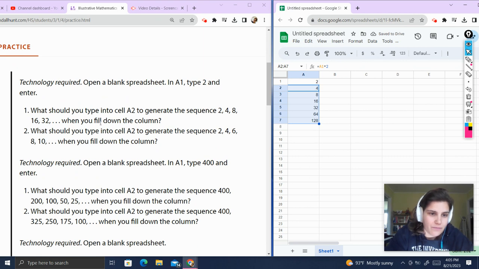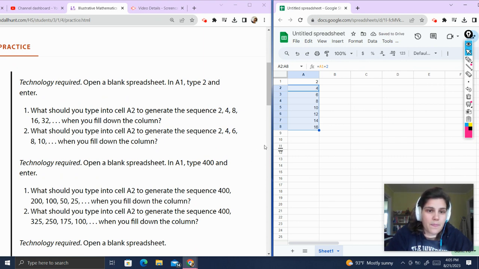Next question. What would you type into cell A2 in order to generate the sequence 2, 4, 6, 8, 10? So that is an arithmetic sequence. So we're going to put equals, the cell above it, plus 2, because the arithmetic sequences are changed by the same constant each time, and in this case it is plus 2. And we got our sequence.